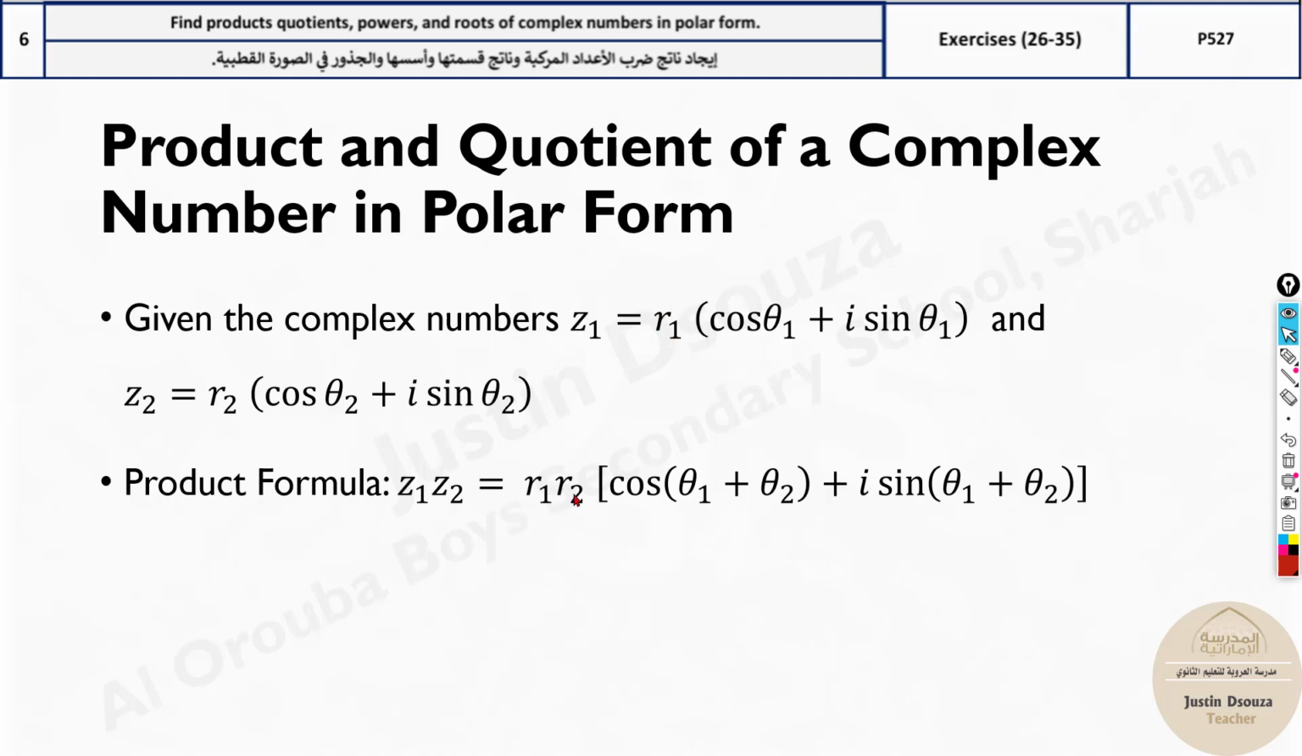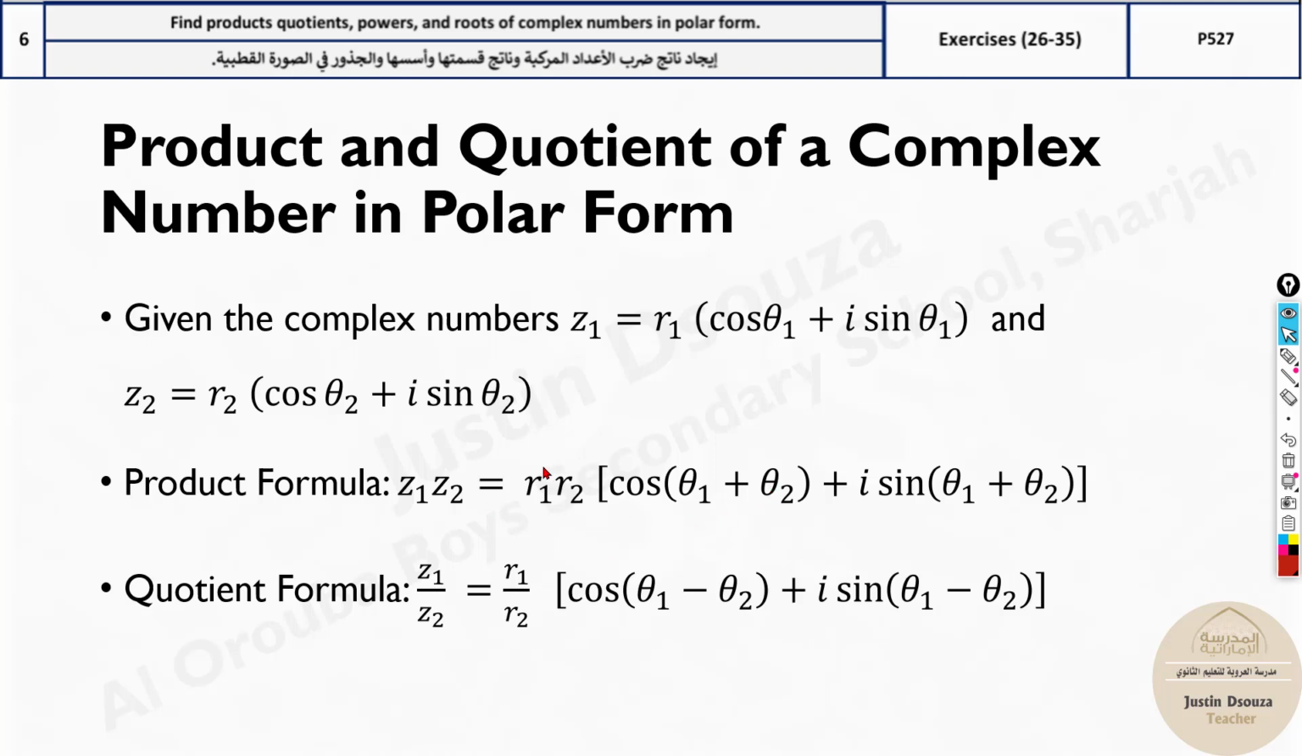Here the radiuses are multiplied to each other, and the angle theta, the first one is added to the second one, and over here the first one is added to the second one in the imaginary part as well. The sine theta is for the imaginary part, whereas cos theta is the real part. This is the formula. You need to memorize this one. The quotient is simple. It's just divided. R1 divided by R2, and instead of plus over here, we have minus. So if you're thorough with one formula, the other one is very simple to relate. So here it was multiplication, multiplication, division, division. Multiplication is related to addition, division is related to subtraction.